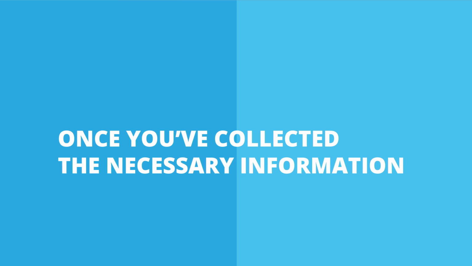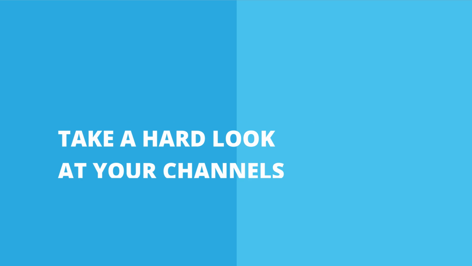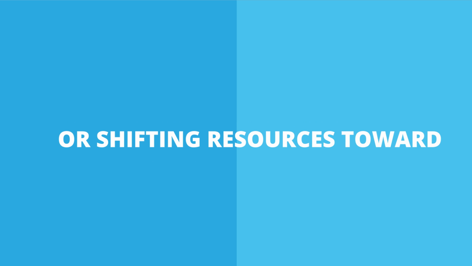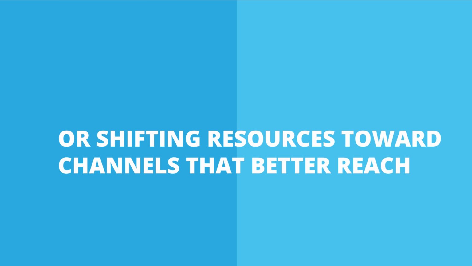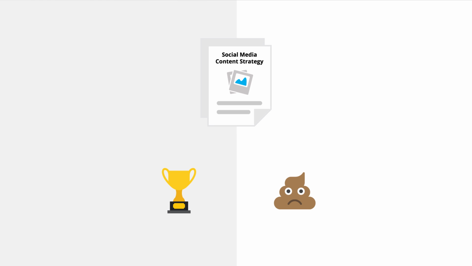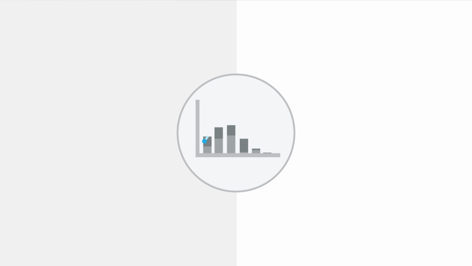Once you've collected the necessary information, take a hard look at your channels and consider shuttering underperforming accounts or shifting resources toward channels that better reach your target audience. At this point, you should also identify both top-performing and poorly performing content, and then use this knowledge when creating a content strategy later on. A thorough internal audit will allow you to contextualize your progress by looking back at your numbers and analyzing your improvements.